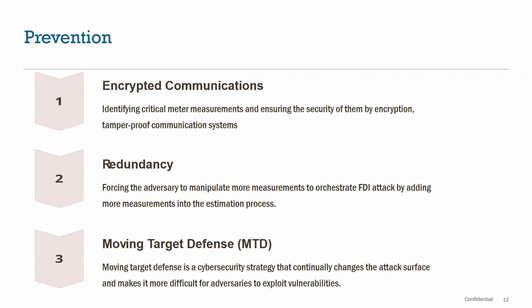What can be done in the prevention phase? Usually, in the literature review, we can use encryption, but not blindly encrypt all measurements because it's very expensive. We can spot the most important measurements, the most important sensors, identifying critical sensors. They use tamper-proof devices or hardware security modules, or do encryption on those important meters. The second step used in the prevention phase is redundancy.